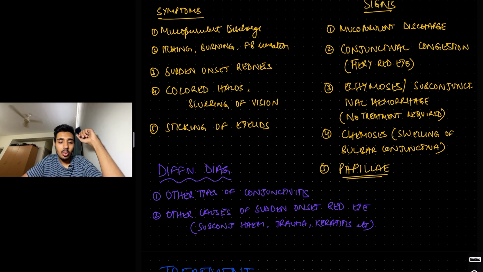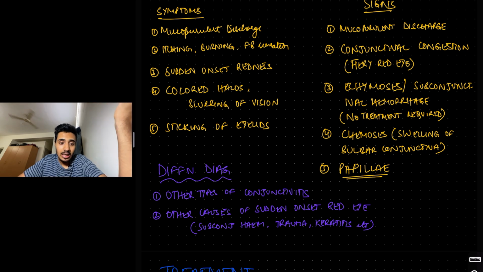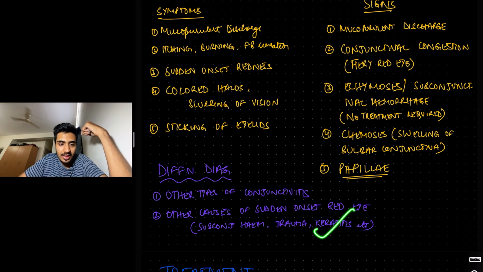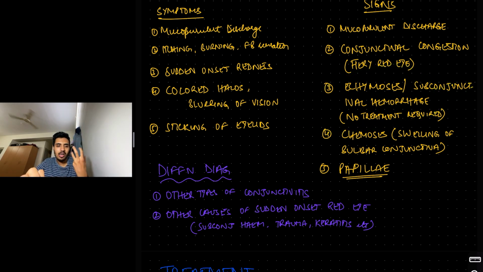Then coming to the differential diagnosis. It can be any other type of conjunctivitis, one differential diagnosis. Another thing, you've seen the patient has a red eye, full redness in the eye because of conjunctival congestion. But it can also be other causes of acute onset of red eye, like any trauma that can cause redness, any keratitis, not just conjunctivitis, even keratitis can cause redness, any subconjunctival hemorrhage, as I told, ecchymosis because of any trauma or anything like that. So this is the differential diagnosis.